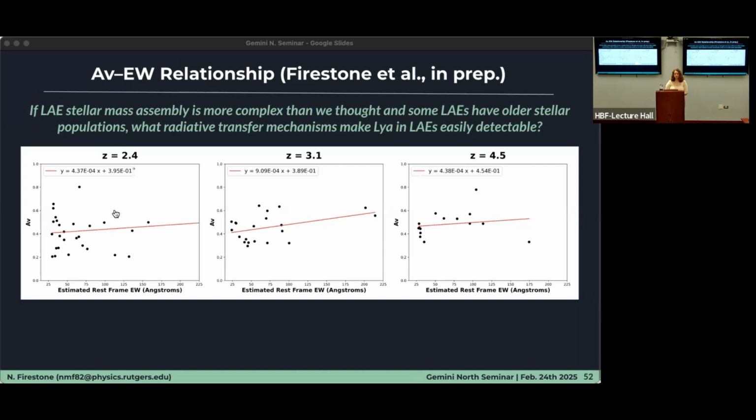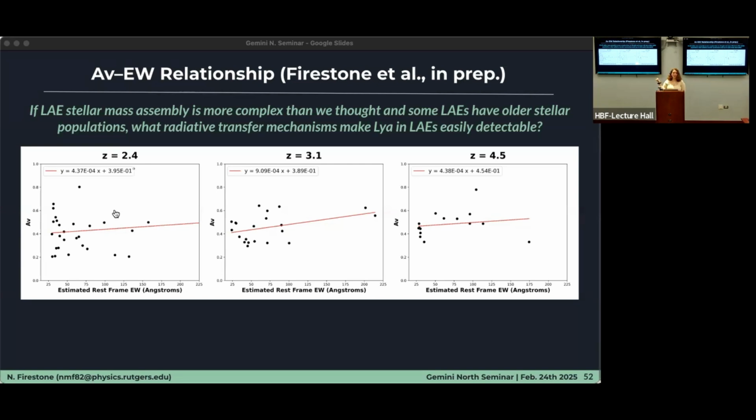So to begin to answer this question, what I've done is plotted the dust extinction as a function of the rest frame equivalent width, as a function of the emission line strength. Now, naively, we would expect that LAEs with higher dust extinction would have lower equivalent width measurements and vice versa. This assumes that Lyman alpha suffers from dust quenching due to the resonance scattering, which makes Lyman alpha photons essentially see like a multiplied dust column density.